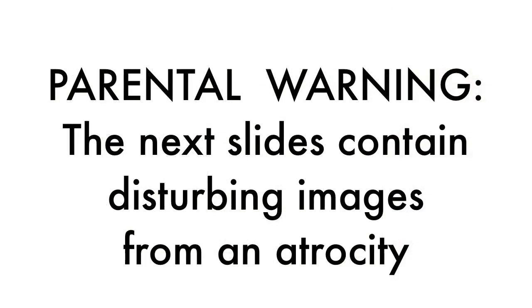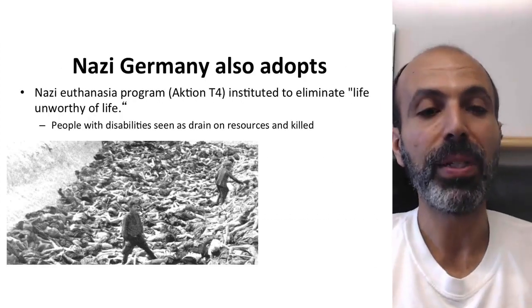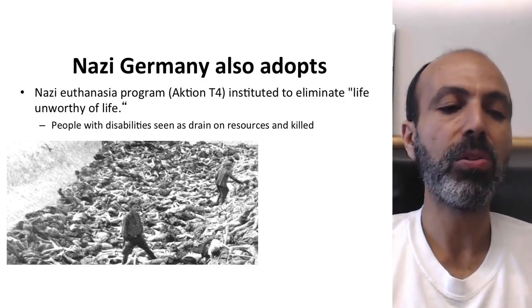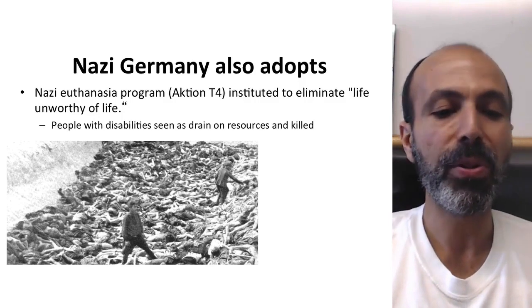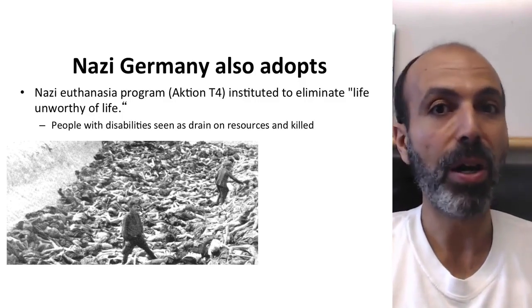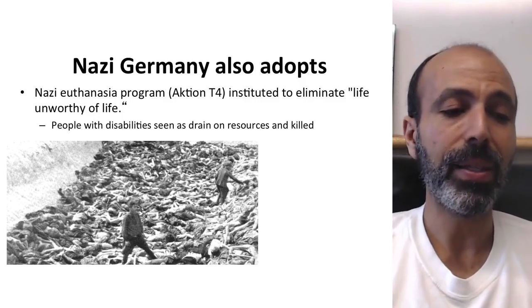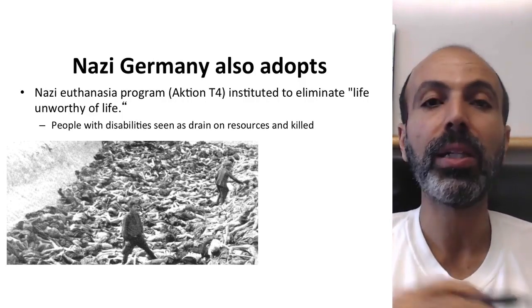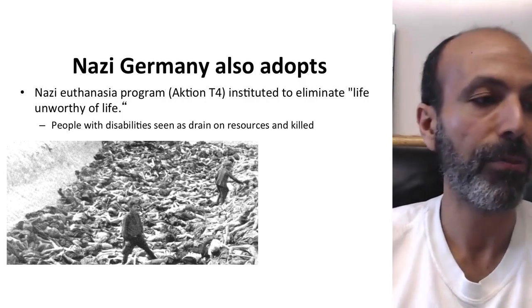Now, the thing that a lot of opponents of evolution always bring up is this idea of Nazi Germany adopting this sort of thing. There was a Nazi euthanasia program that was instituted to eliminate, quote, life unworthy of life. It's a very awful way of putting it. And in fact, they saw people with disabilities as a drain on resources, and many of them were killed in huge numbers, as shown in this awful picture here.